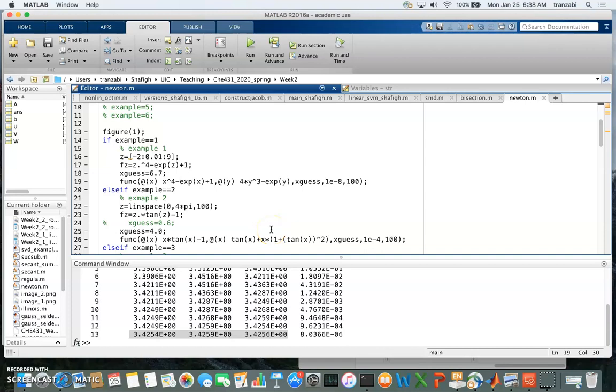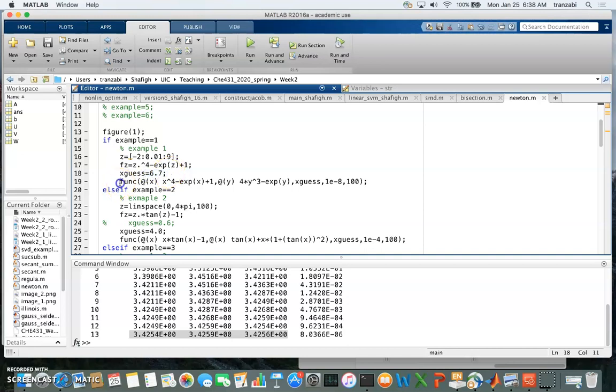All right, so let's continue our discussion on Newton's method to find the root of a function. So we're looking at example 1 here, where I'm trying to find the root of z to the 4th power minus exponential plus 1. And I start with guess value of 6.7.